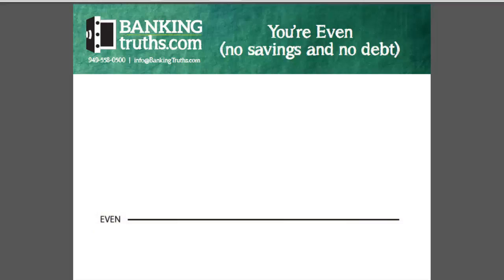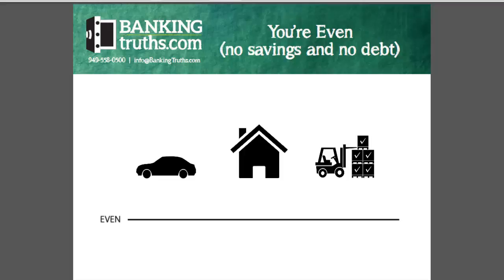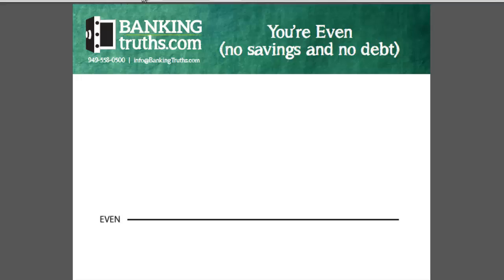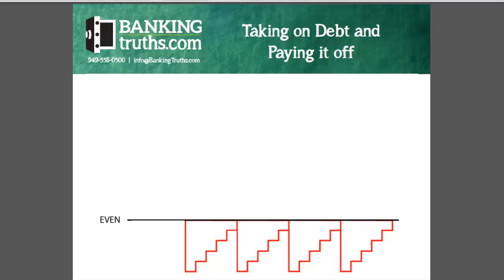So all of us need to buy cars, homes, business equipment, inventory. And in order to do so, you either need to use your own money that you've saved up, or you need to pay for the use of somebody else's money through financing. And let's look at the first one, taking on debt and paying it off. So you can see that red line that extends down below the even line represents you making that purchase using somebody else's money, and the stair steps heading up to the right represent you making systematic principal and interest payments to get back to even.